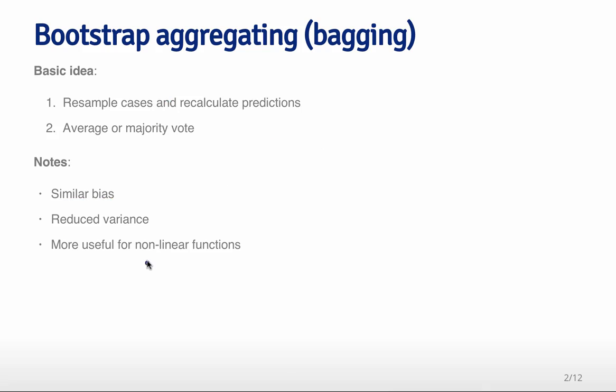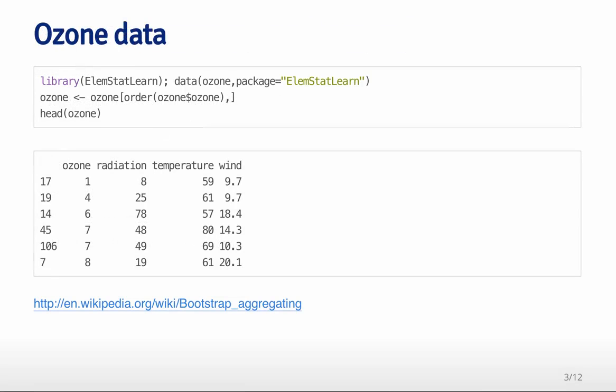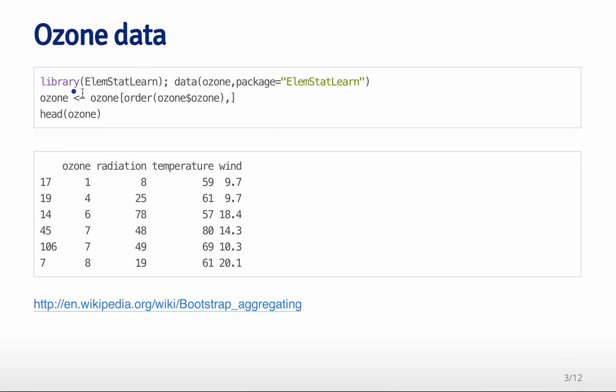This is most useful for nonlinear functions. So we'll show an example with smoothing, but it's also very useful for things like predicting with trees. So I'm going to go back to the ozone data. It's in the ElemStatLearn package, and I load the ozone data set. For the purposes of showing you how this works, I'm going to order the data set by the outcome, the ozone variable here. And then I look at the data set and I can see it has 4 variables: ozone, radiation, temperature, and wind. So the idea is that I'm going to try to predict temperature as a function of ozone.